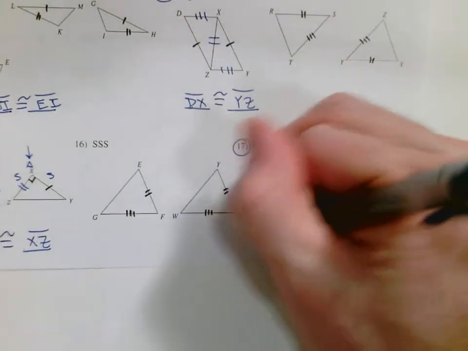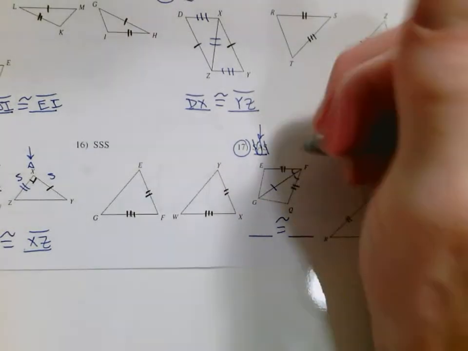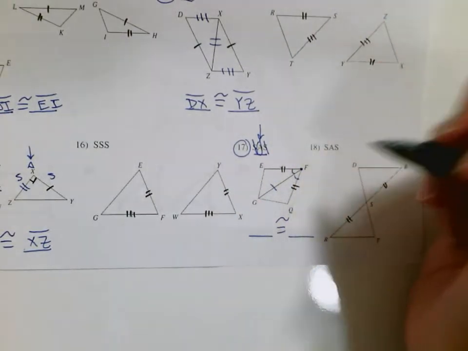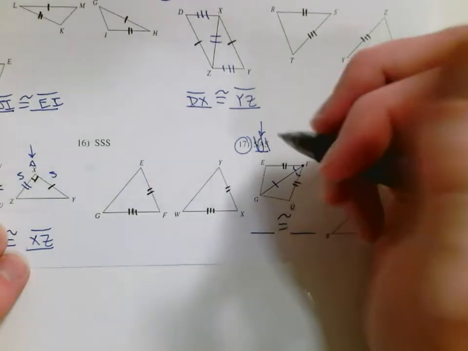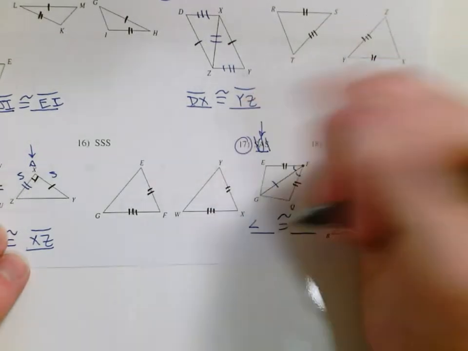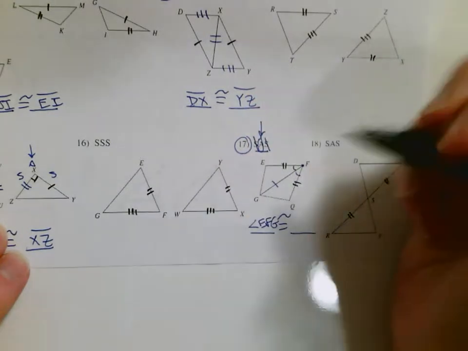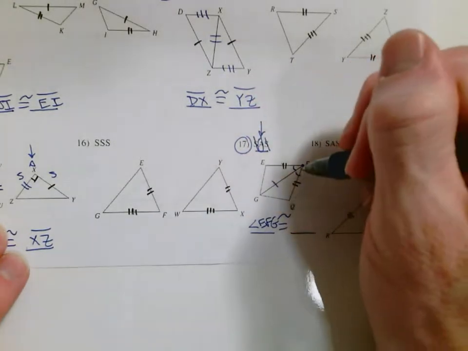So those two angles that are in question, since they both come out of the same point, as in point F, that means that I need to be more specific using 3 letters. So this first one up top would be angle EFG, being congruent to angle QFG.